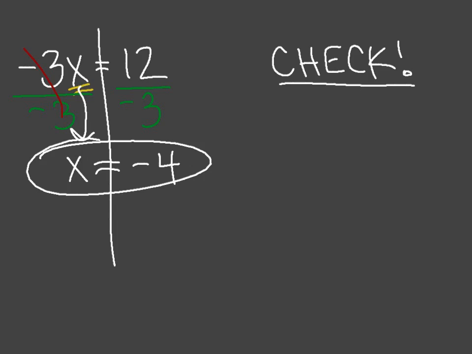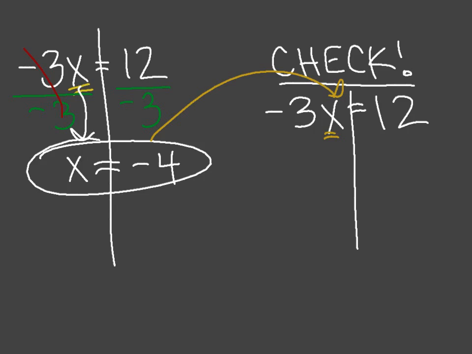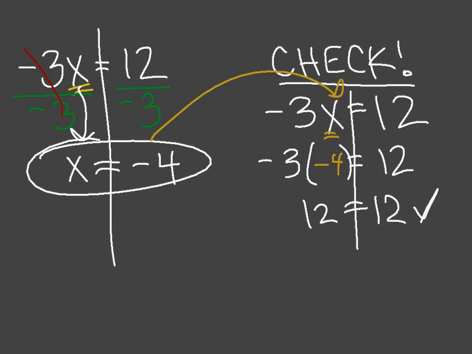But again, I need to check my answer. So starting with the original equation, I'm going to replace my variable with the answer that I got from my previous calculations. So I'm going to have negative 3, and when I replace this x, I'm going to put it in parentheses. I always do that when I'm handling multiplication or division. So I have negative 3 times negative 4, and I want to make sure that that indeed does make 12. So if I calculate negative 3 times negative 4, I get 12, which is exactly what I wanted. And that's how I know that my answer is correct.